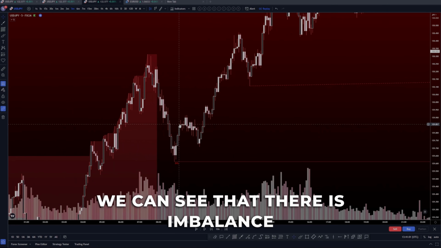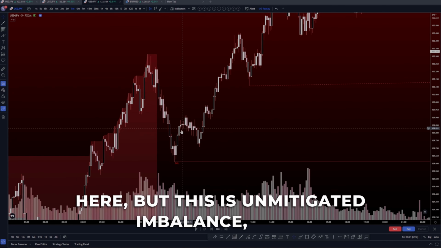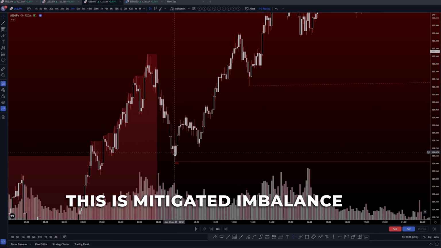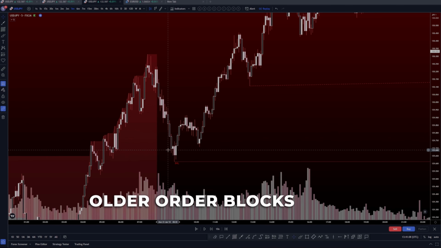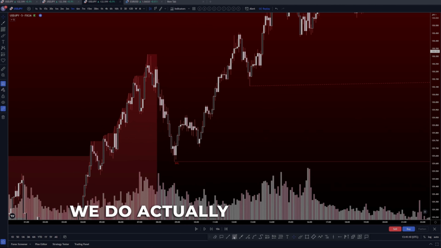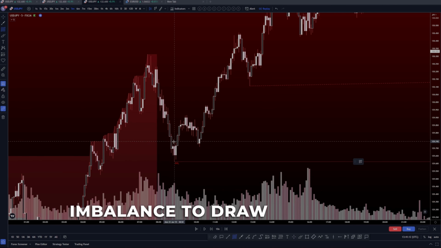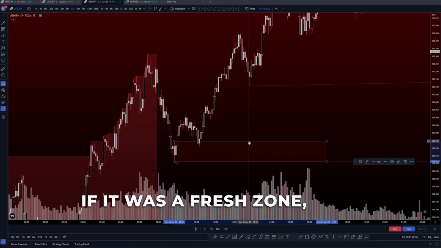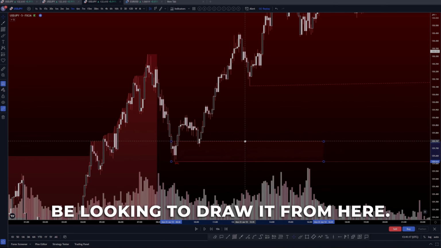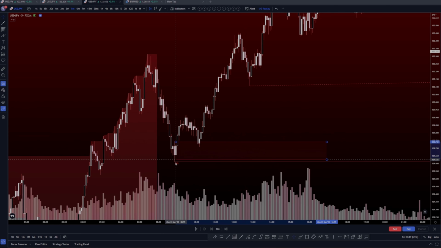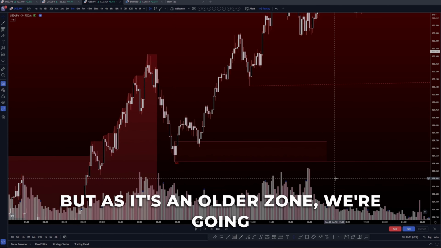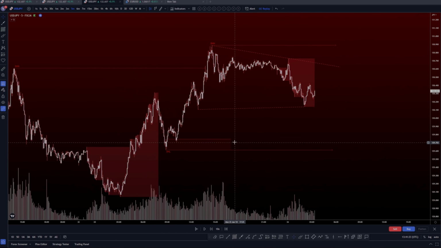We can see that there is imbalance here. Now this is unmitigated imbalance, guys. This is mitigated imbalance. On these older order blocks from previous days, we do actually use mitigated imbalance to draw our zone. If it was a fresh zone, we'd actually be looking to draw it from here. But as it's an older zone, we're going to draw our demand zone from here.